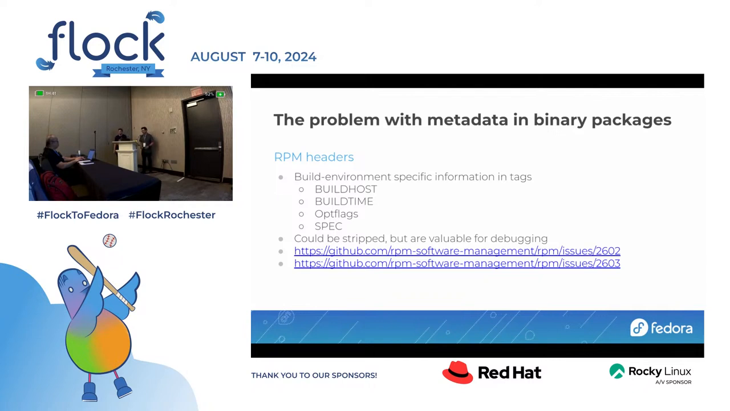Yes. We could strip these in the build world, but they are useful in the build environment. They are useful because if you're debugging, it is useful to know, oh, this package was built on this machine, maybe this machine was broken, or things like that. So there's been discussion on what to do about these. In the end, we think what we should do is just ignore them for comparison purposes when we check for reproducibility, but preserve them because they do provide useful information. But there is discussion in those RPM issues if you're interested.